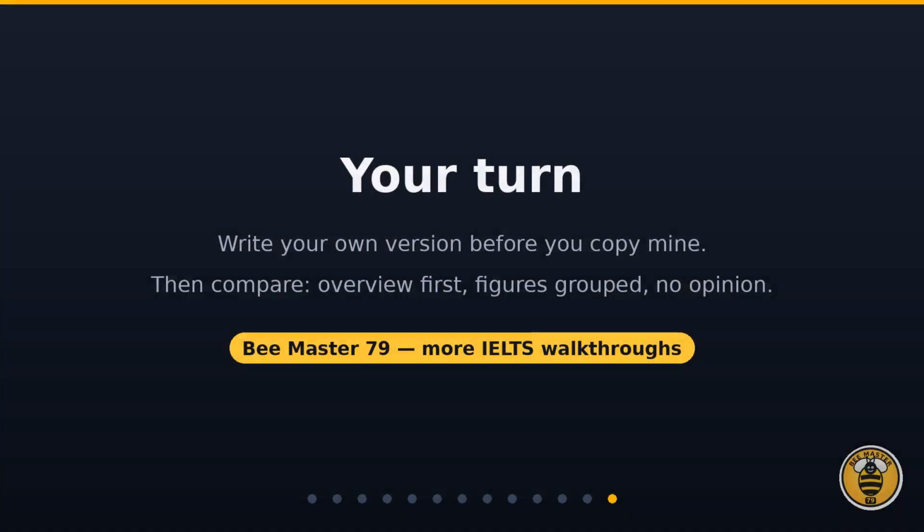Here is your homework. Write your own version before you copy mine. Then compare the two. Is your overview first? Are your figures grouped? And have you kept your opinion out of it?